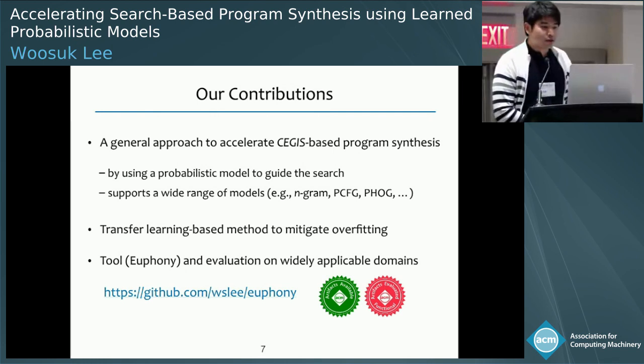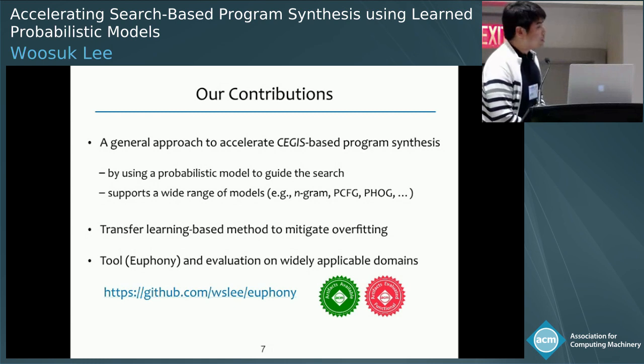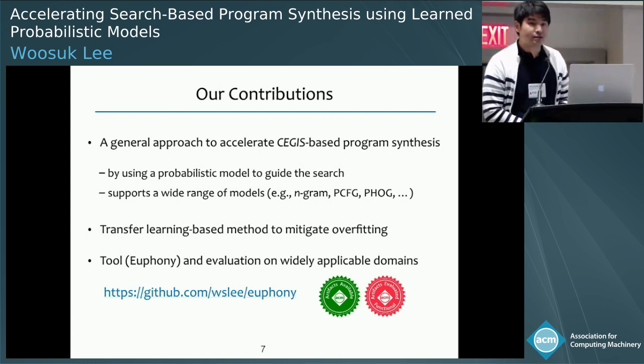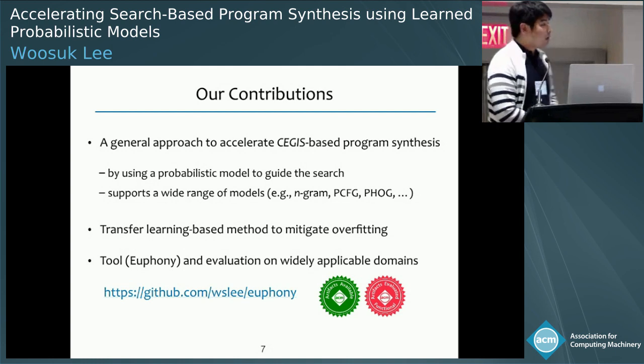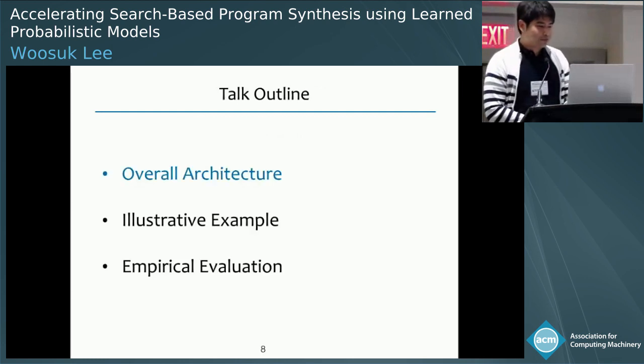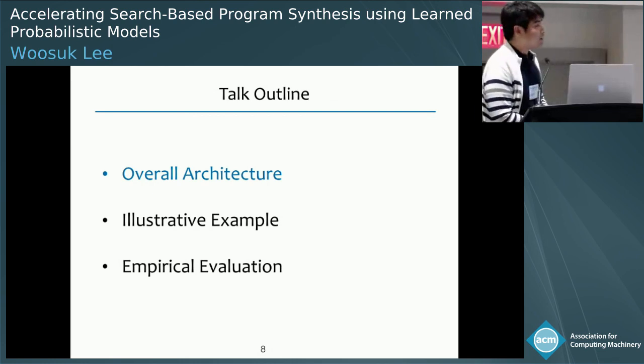Let me summarize our contributions as follows. To address the first challenge, we propose a general approach to accelerate SyGus-based program synthesis by using a probabilistic model to guide the search towards likely programs. We target the widely used SyGus formulation, and we support a wide range of various program models. To address the second challenge, we employ a learning method inspired by transfer learning to mitigate overfitting. We have implemented our method on top of a tool called Euphony and evaluated it on widely applicable domains. Both the tool and artifact are available for download. In the rest of the talk, I will describe the overall architecture of our system and illustrate an example and evaluation result.